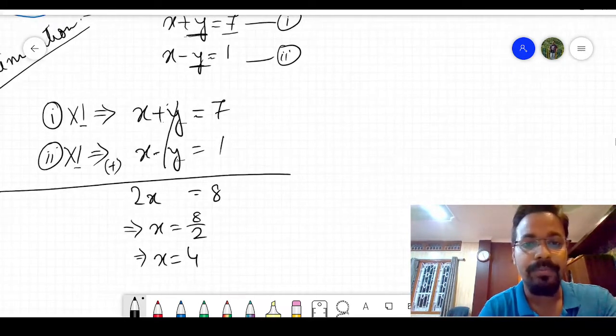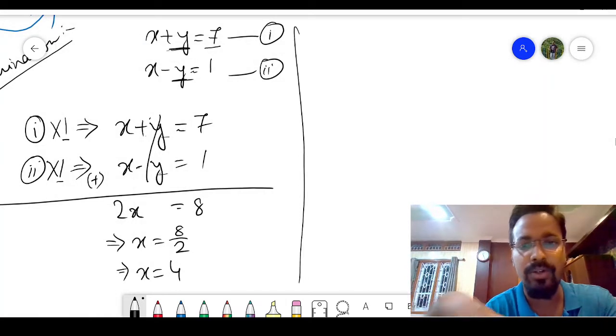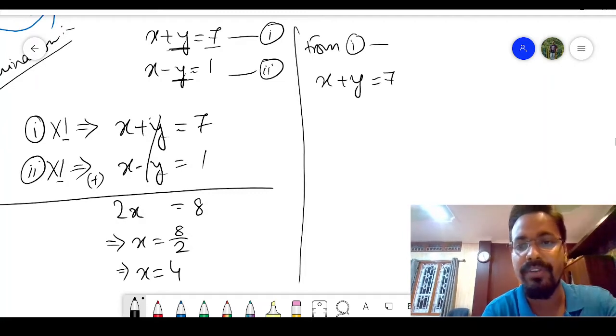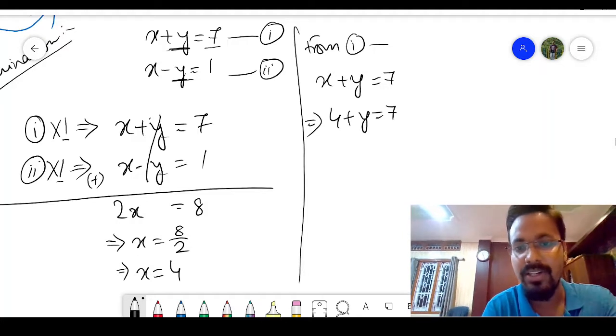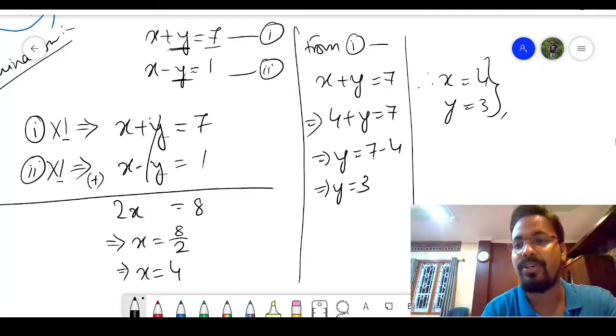Now, just like we did in the previous case, we will choose either equation 1 or equation 2. Let's suppose we choose equation 1. From 1 we have x plus y equal to 7. We will put the value of x here, that is 4, plus y equal to 7, and hence we get the value of y as 7 minus 4, which is 3. So therefore our value of x is 4 and y is 3, which is the same as we got earlier.